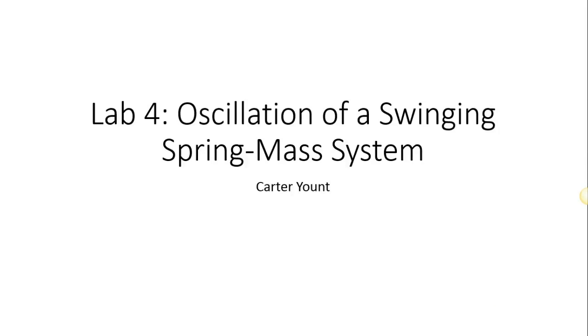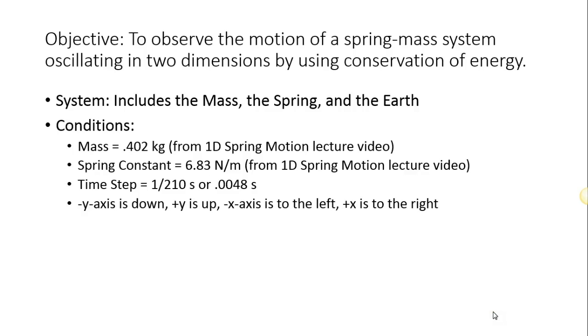This is Lab 4, Oscillation of a Swinging Spring Mass System by Carter Yunt. The objective of this experiment is to observe the motion of a spring mass system oscillating in two dimensions by using conservation of energy, or saying delta E in the end is equal to 0. The system includes the mass hanging on the spring itself, and the Earth.